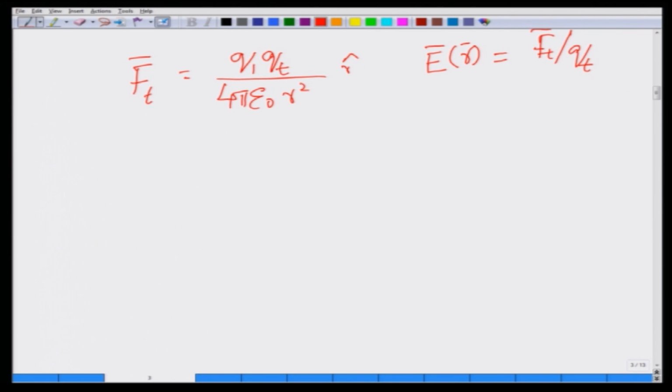So, the force experienced by the test charge divided by the test charge, or the force per unit test charge, is the field. This is the definition of electric field. Contrary to what you might think, the electric field should be measured as newton per coulomb, because force is measured in newtons in SI units and charges are measured in coulombs. One would expect that, but you would be a little surprised to see that electric fields are measured in terms of volt per meter.